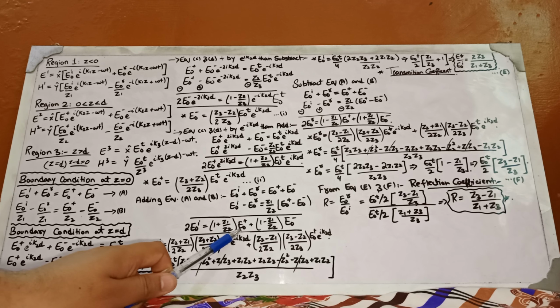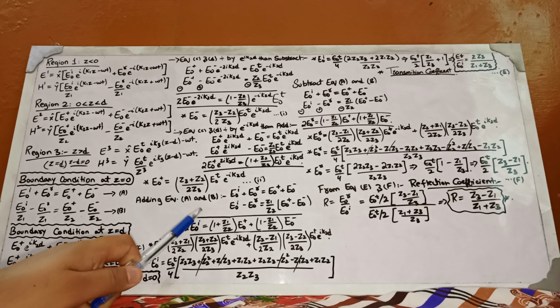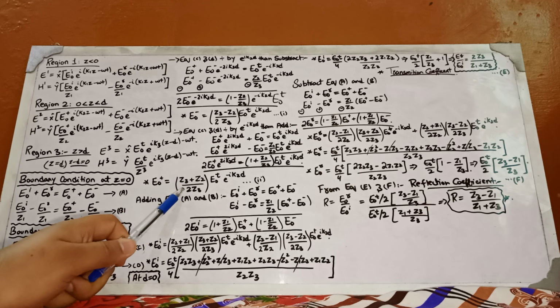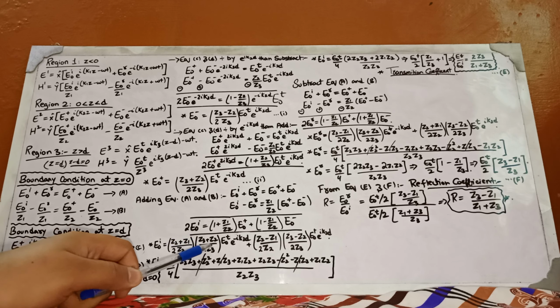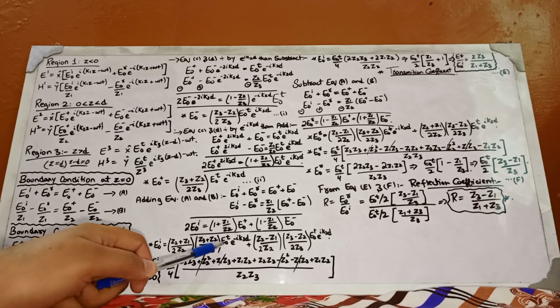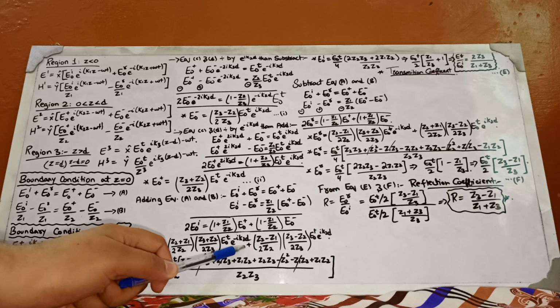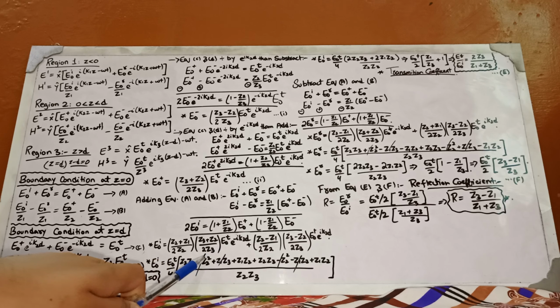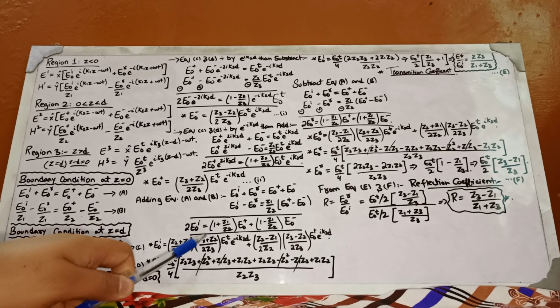Here is E naught plus, and you know that the E naught plus value is this, you have to put here: (Z3 plus Z2) divided by 2Z3, E naught T e power minus iota k d. I just put in the value of E naught plus. So this is the value of E naught plus, and this is the value taking LCM.